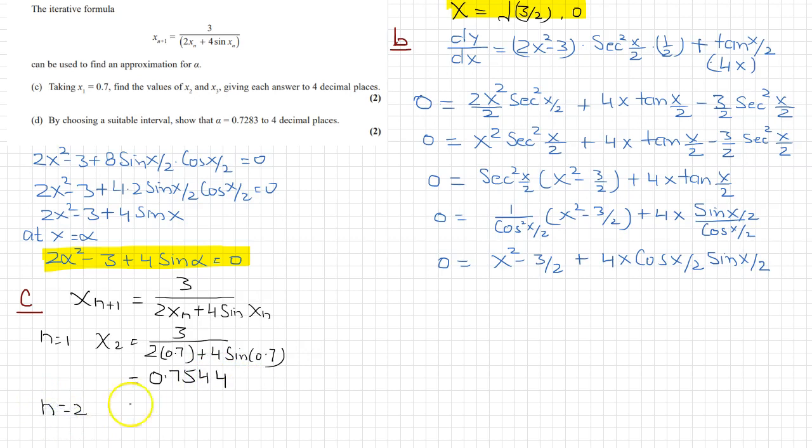When n is equal to 2, you put the same value here: 3 over (2 multiplied by 0.7544 plus 4 sin 0.7544). So you will get x3, which will be equal to 0.7062, to 4 decimal places.